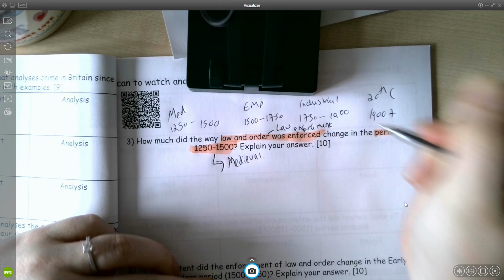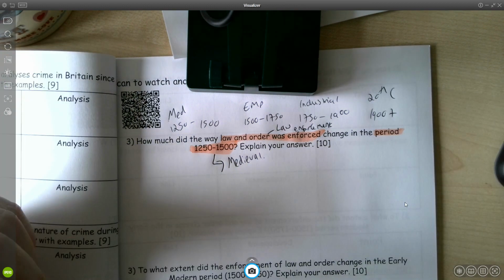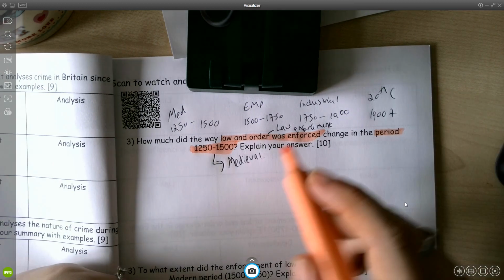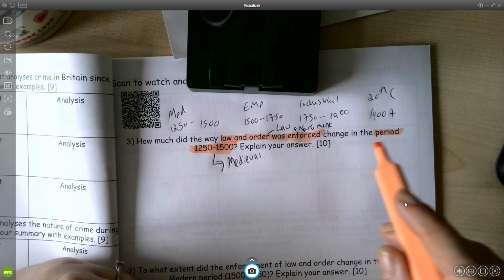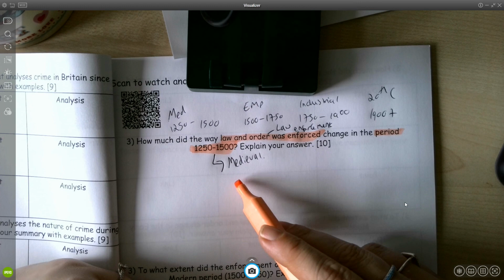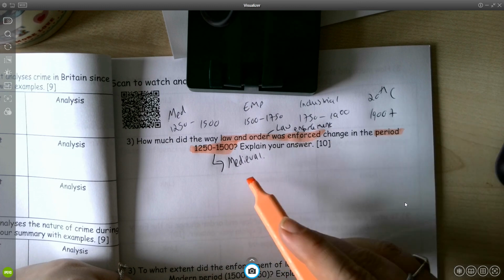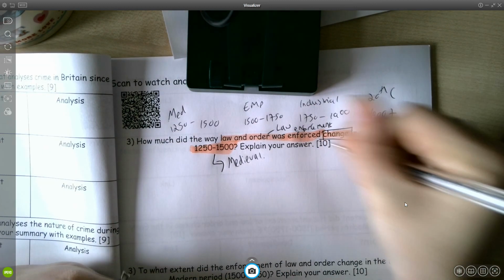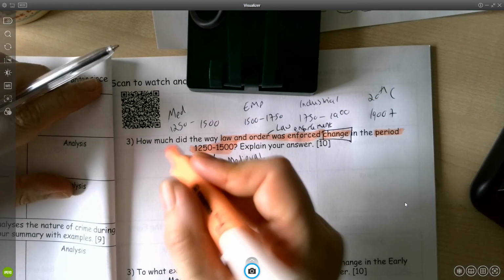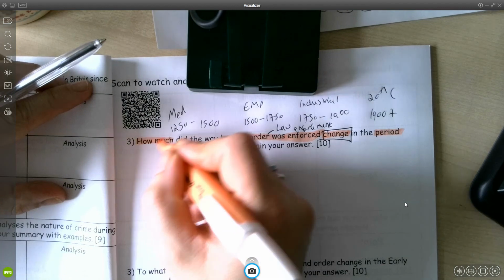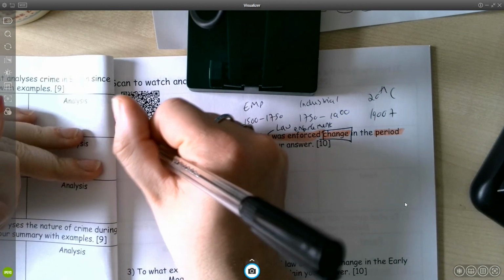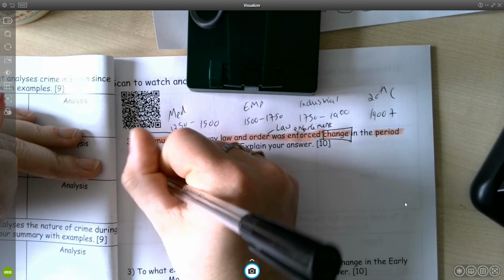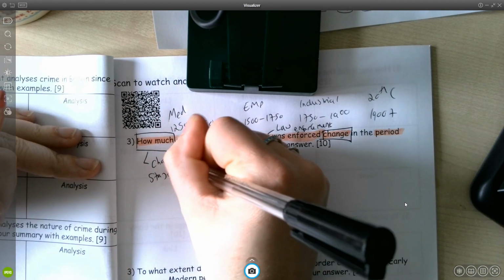Now, slightly different to the summary question, you need to actually work out what does this question want you to do. So it says, how much did the way law and order was enforced change in the period 1250 to 1500? So how did law enforcement change in the medieval period? Now, this bit here is also key. How much? That means that you can talk about things that changed and things that stayed the same.